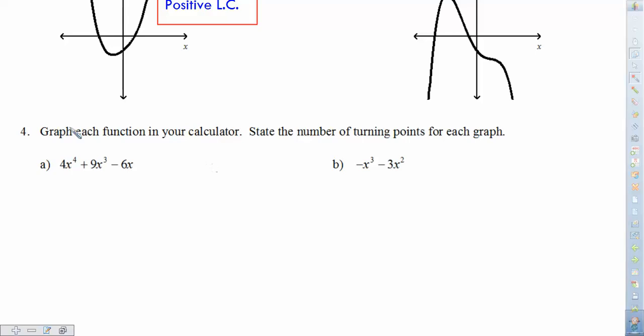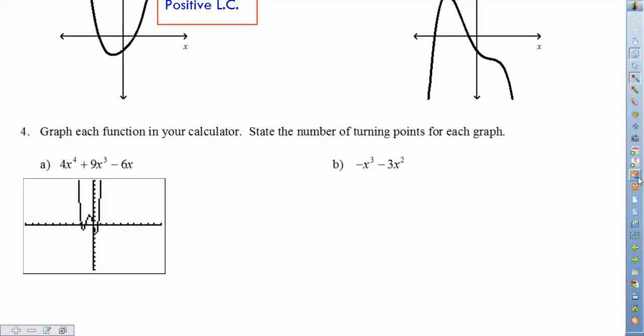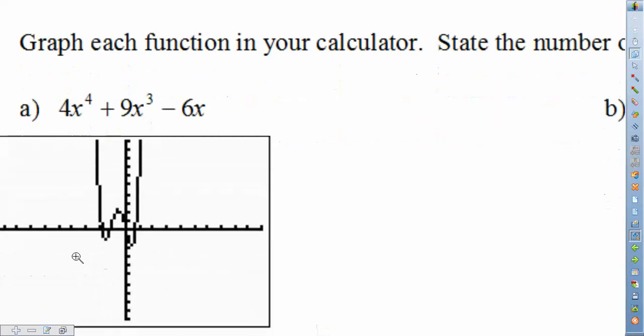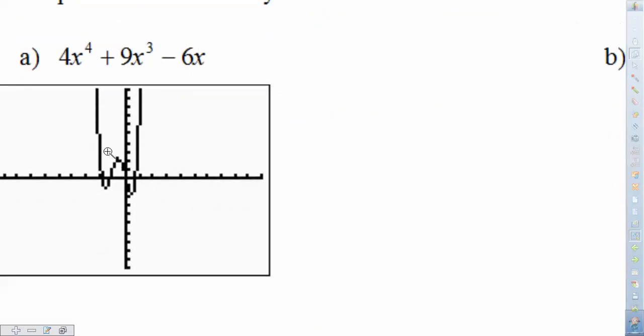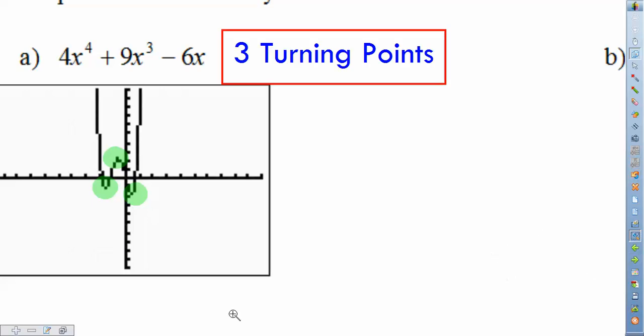Number 4, A, graph the function in your calculator. How about we do what they tell us to do, and let's go ahead and graph that thing. So there we go. State the number of turning points. Remember, a turning point is when the graph changes from increasing to decreasing or decreasing to increasing. So if we highlight each one of the turning points here, there's 1, 2, 3 turning points. It changed from decreasing to increasing, and then from increasing to decreasing, and then decreasing to increasing. So the correct answer that we'd have here would be 3 turning points.